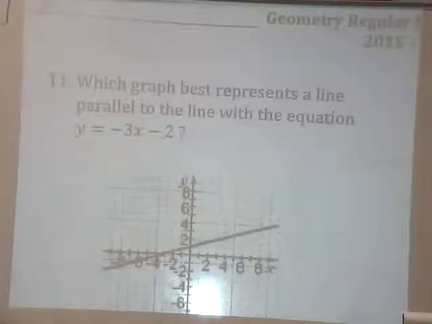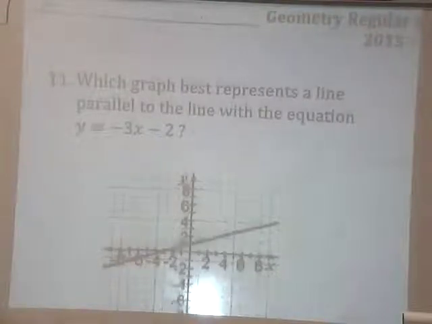That's the equation. What's just the slope? Negative 3, just negative 3, right? Remember, it's y equals mx plus b. M is the slope. So negative 3. So let's look at these choices.